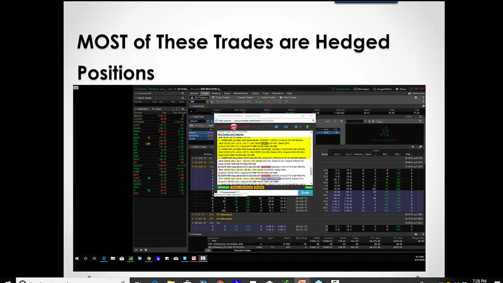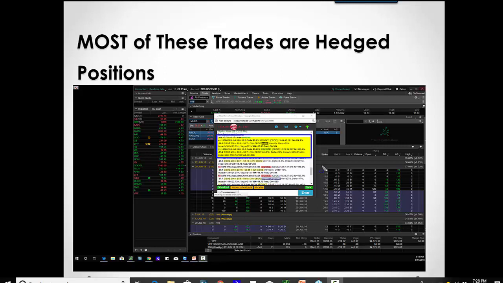Then we have VIX. This is an example of VIX calls. VIX calls are usually hedged against a basket of stock. So most of the trades, as we watch throughout the course of the day, are hedges against a basket of stocks. I am not looking for hedges against a basket of stocks.